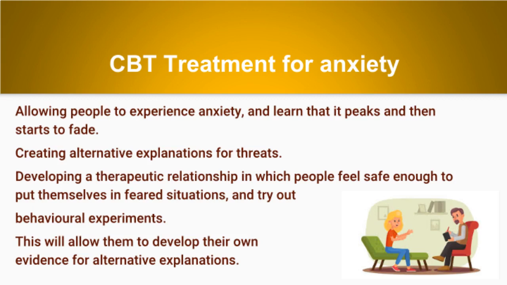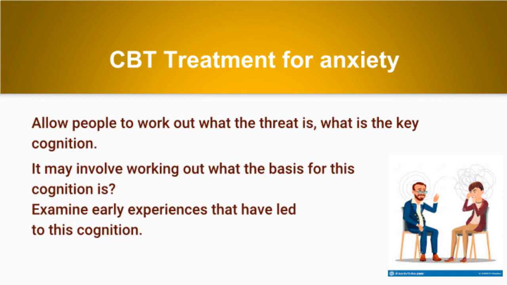Developing a therapeutic relationship in which people feel safe enough to put themselves in feared situations, and try out behavioral experiments. This will allow them to develop their own evidence for alternative explanations. Allow people to work out what the threat is. What is the key cognition? It may involve working out what the basis for this cognition is. Examine early experiences that have led to this cognition.